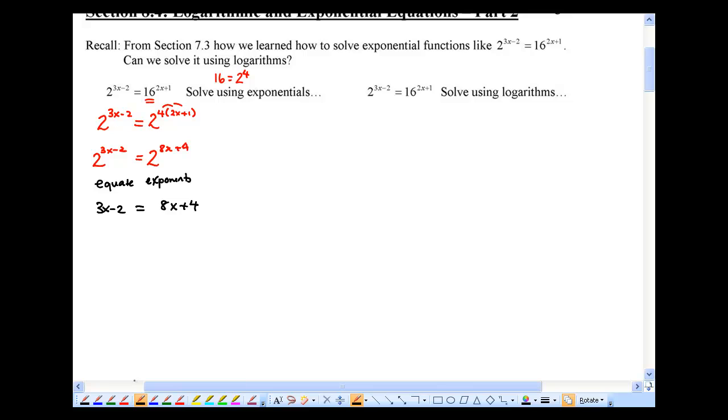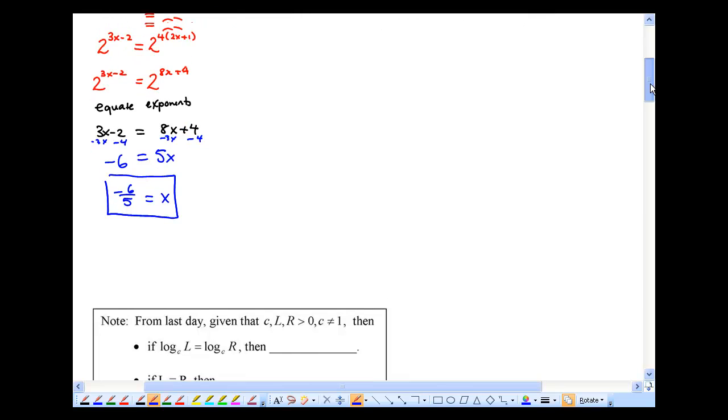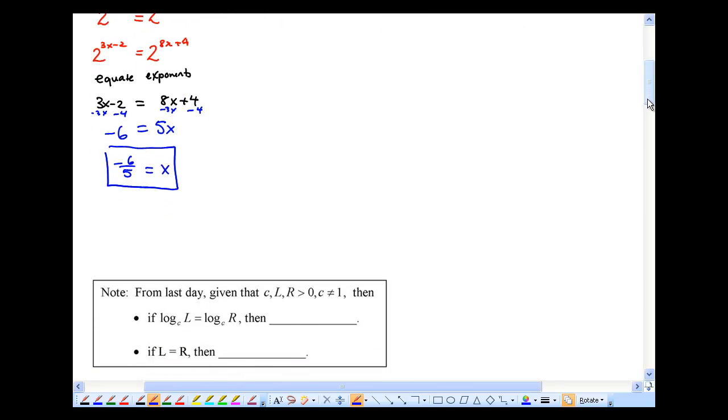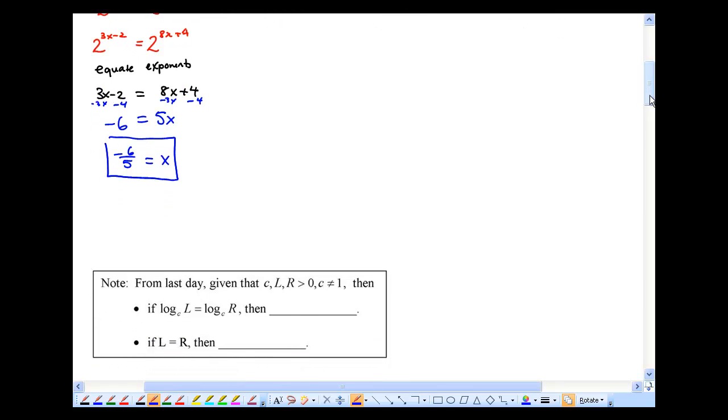And then here we just do some algebra. So we will subtract 3x on both sides, so that becomes 5x on the right hand side. And then we'll subtract 4 on both sides, so you get minus 6. And then when you solve, you just divide both sides by 5. You get the fraction negative 6 over 5. Pretty straightforward, right? Cool.